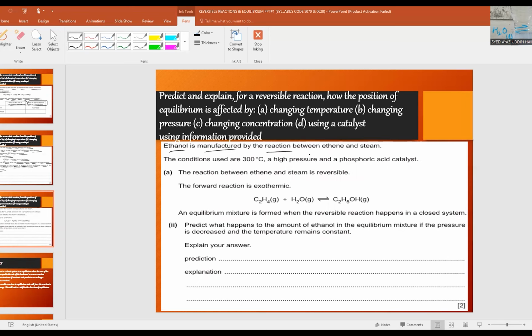Ethanol is manufactured by the reaction between ethene and steam. This is the same question. In the next part, what they are asking, predict what happens to the amount of ethanol in the equilibrium mixture if the pressure is decreased and the temperature remains constant. You have to explain your answer.